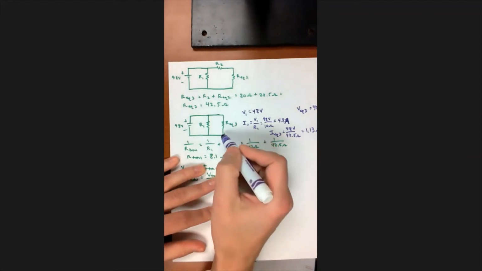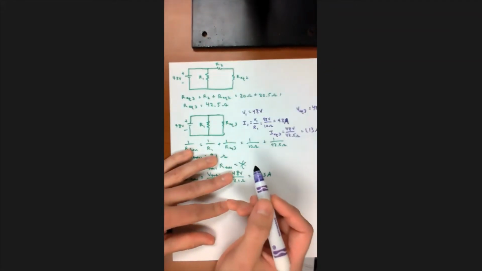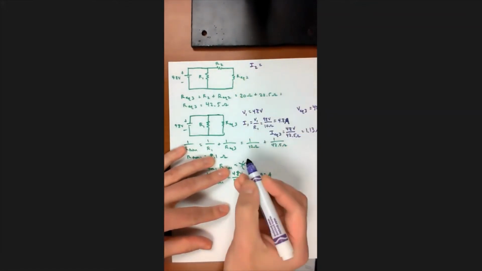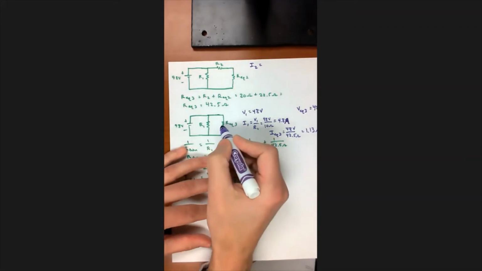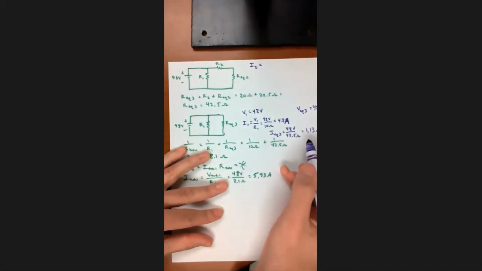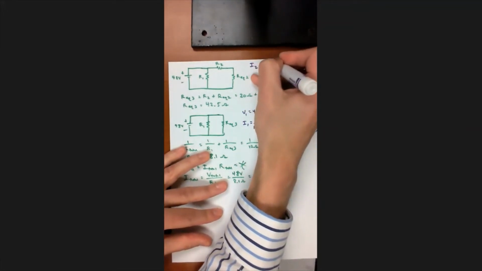So if I know the current through here, then I automatically know what I2 is, and I know what I equivalent 2 is. So I2, I can just write it down without any calculation because it's part of this resistor right here. And they're in series, so I know the current. So I2 equals 1.13 amps.